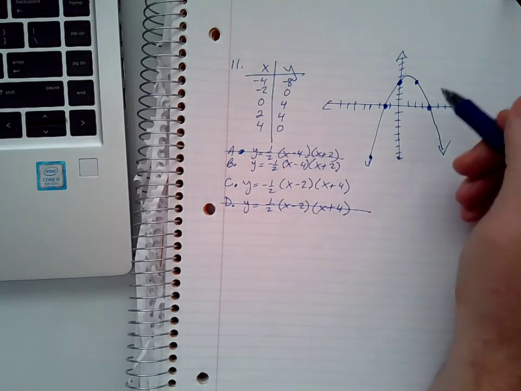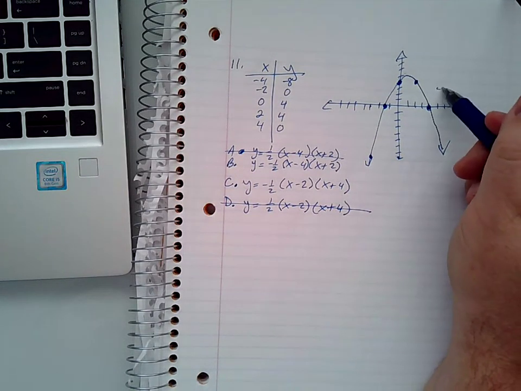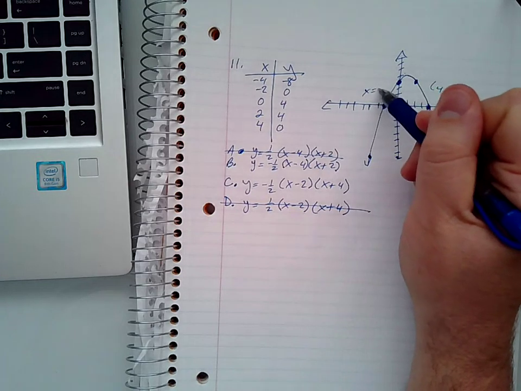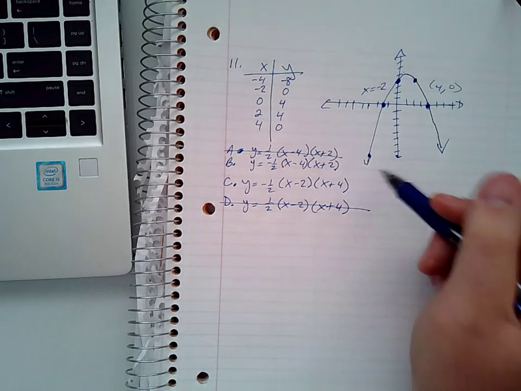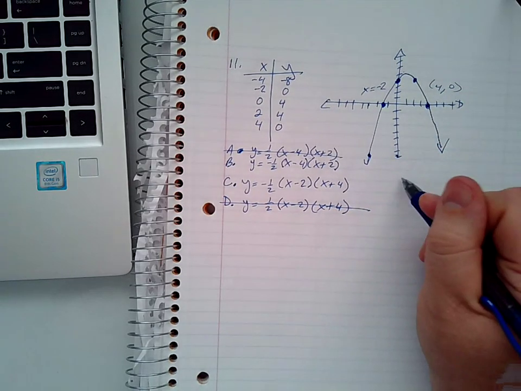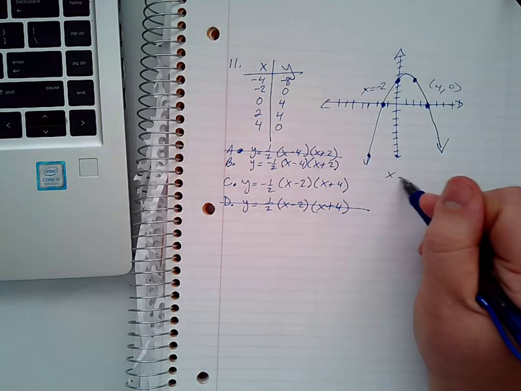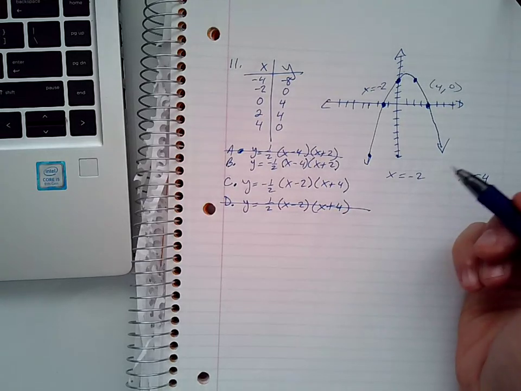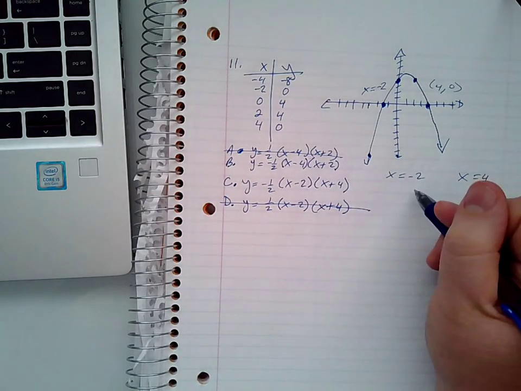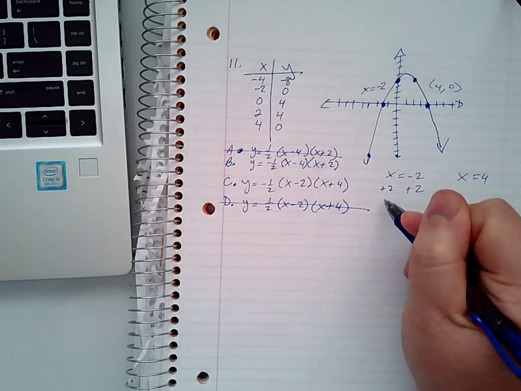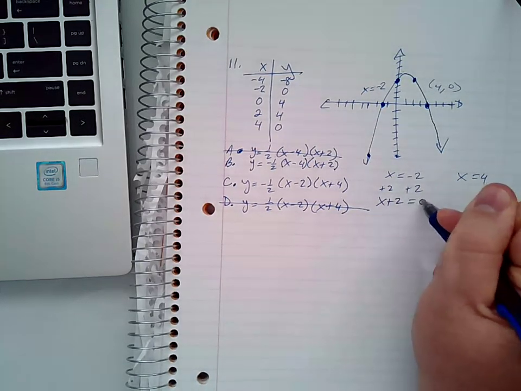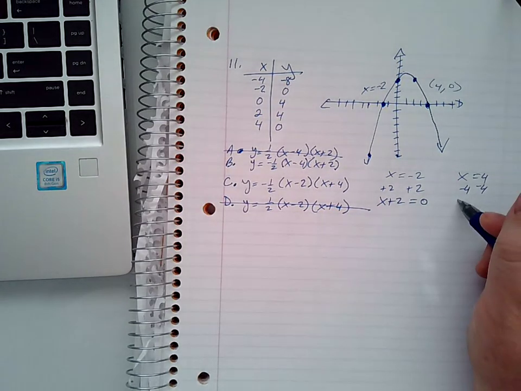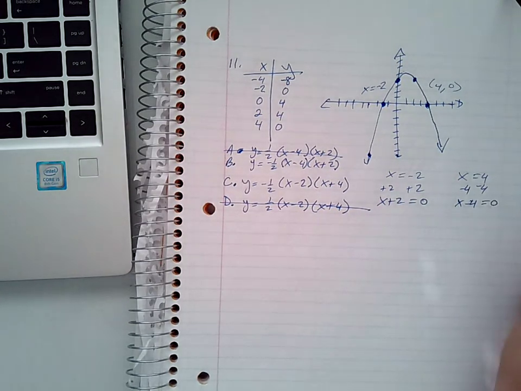Now, if you remember, these are our important points. They're when x is equal to 4 and when x is equal to -2. Well, how do I make x equal to 4 and x equal to -2? You remember it's the zero product property. So if I have x is equal to -2 and x is equal to 4, I can set them equal to 0 to find out what these factors are, right? So by moving them to the other side, I would get x plus 2 equals 0, and x minus 4 is equal to 0.